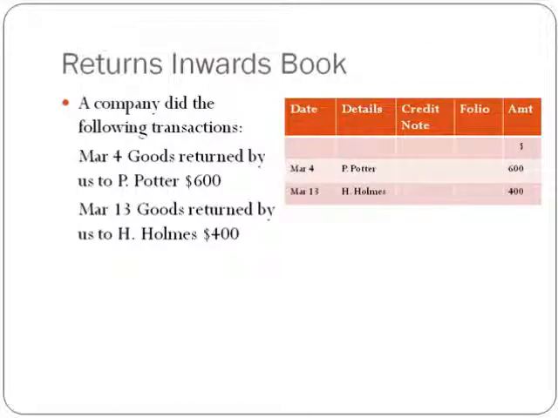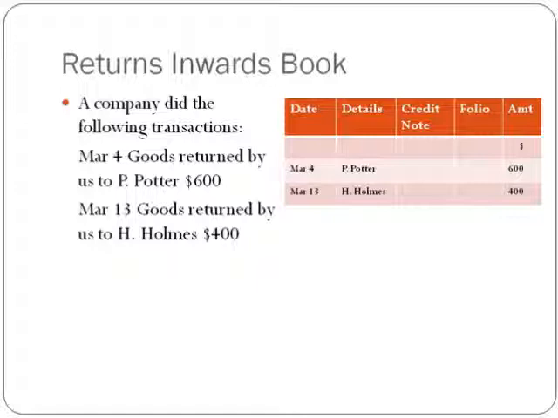We are now going to look at how this works. A company did the following transactions. Goods returned to us by P. Potter, $600. Goods returned to us on March 13 by M. Holmes, $400. You do the same thing at this point in time. You would enter the transactions: P. Potter, $600, and H. Holmes, $400.